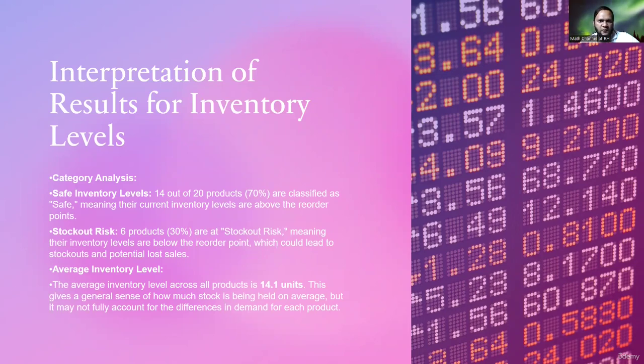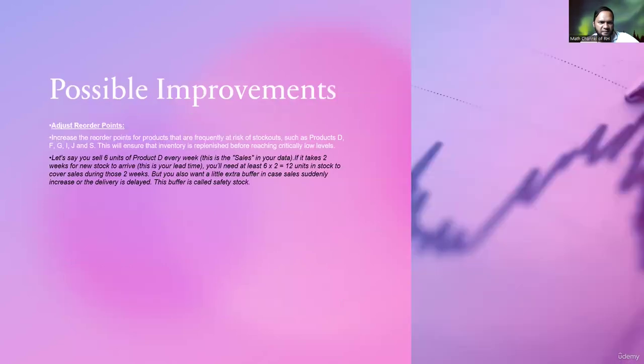So what are the scopes for improvement? We want to have more safe inventory levels because we do not want to run out of products when customers order them. So we want to increase it from 14 to a larger number, and we want to decrease the stock out risk from 6 to a lower number. So in that case, what are the possible improvements? First, adjust reorder points. Increase the reorder points for products that are frequently at risk of stockouts. As we saw in our Excel file, products D, F, G, I, J, and S are stock out risks. So we are going to improve the inventory level for those ones so that we have more number of products.